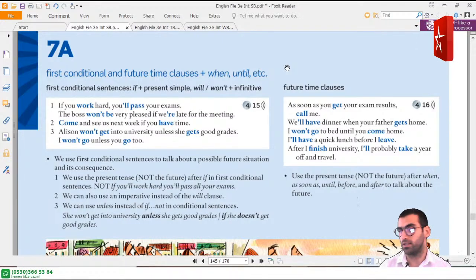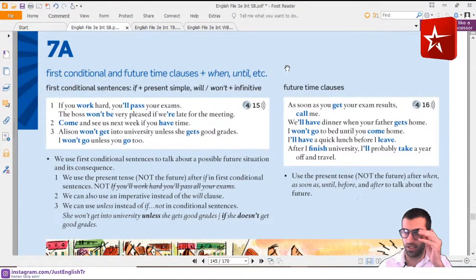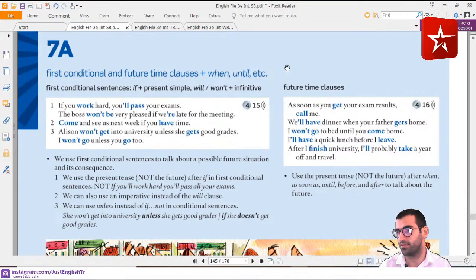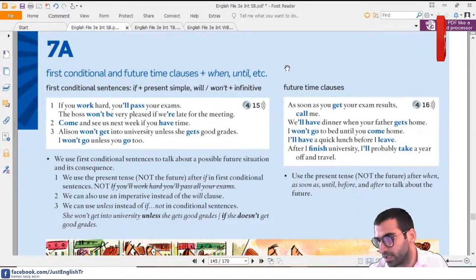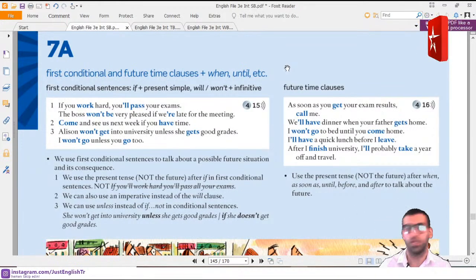Okay, today's lesson is about first conditional and future time clauses, guys, and we talked about first conditional sentences and we talked about future clauses. And if you are ready, we can continue. Mehmet Bozkurt is here. Welcome to my lesson, Mr. Mehmet. And hello. I am really happy to see you here.